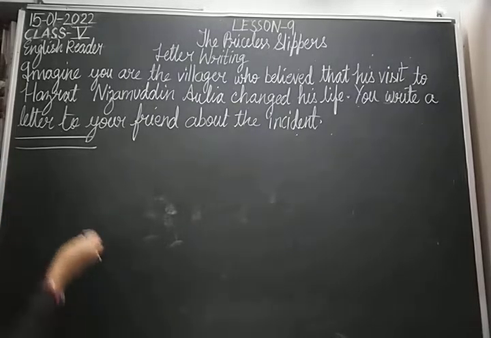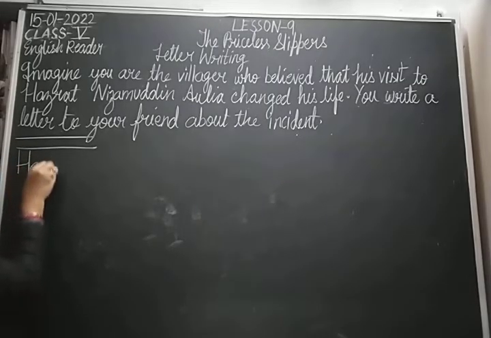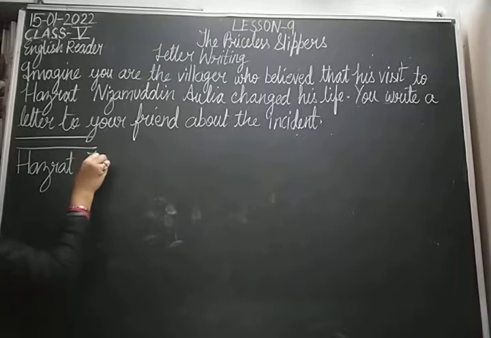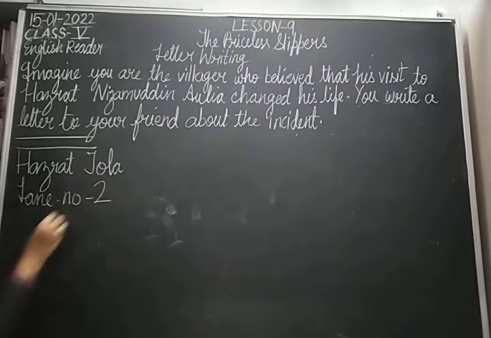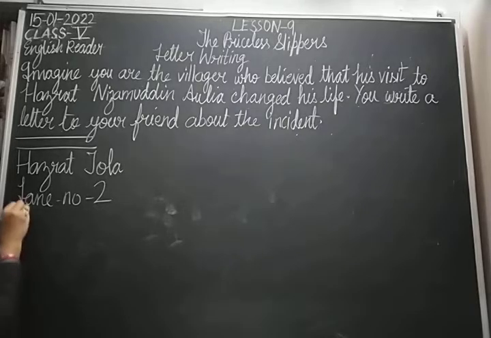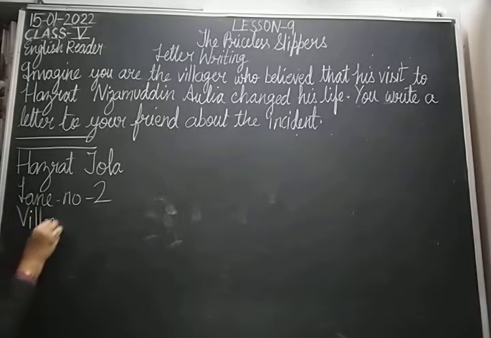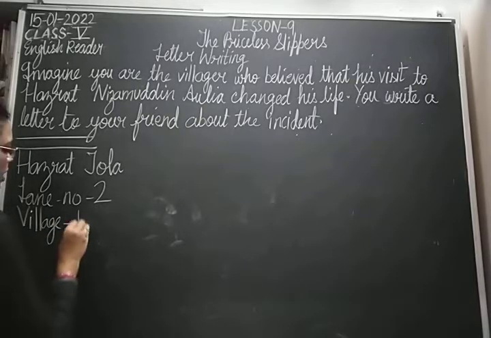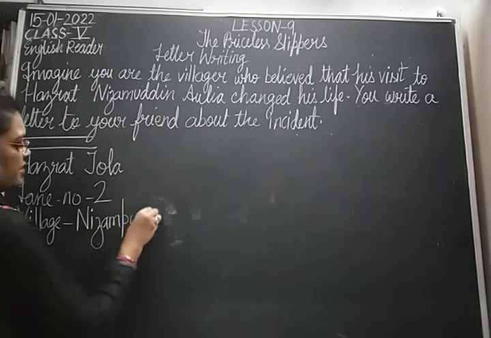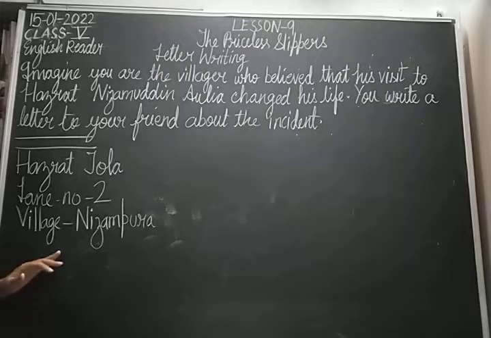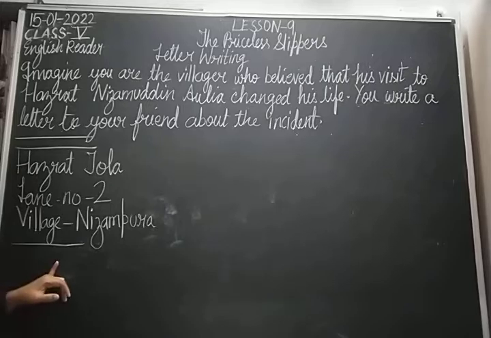So let's write the sender's address as Hazrat Tola, lane number 2, village Nizampura. Fine. We'll write the sender's address, and here we are imagining ourselves as the villager. Then you leave one line. Whenever I am drawing a line, that's an indication for you to leave the line. You need not draw the lines, but you need to leave the line.